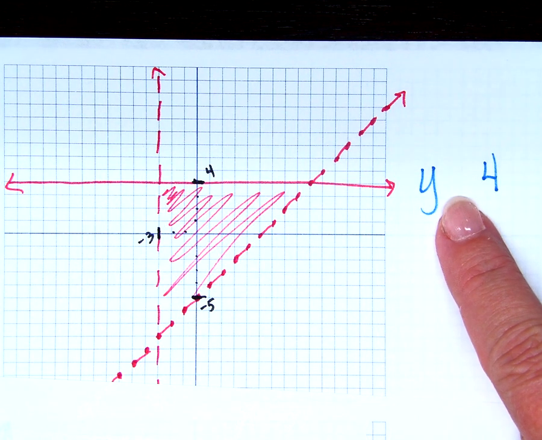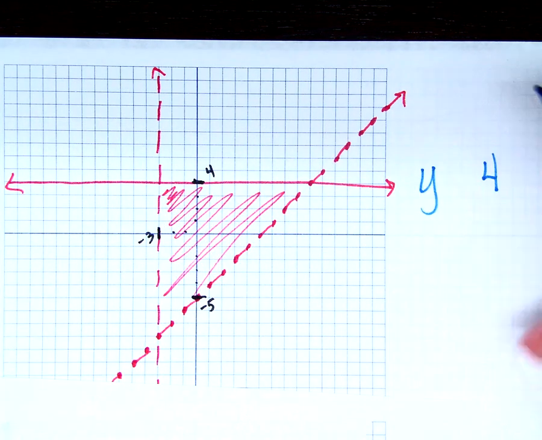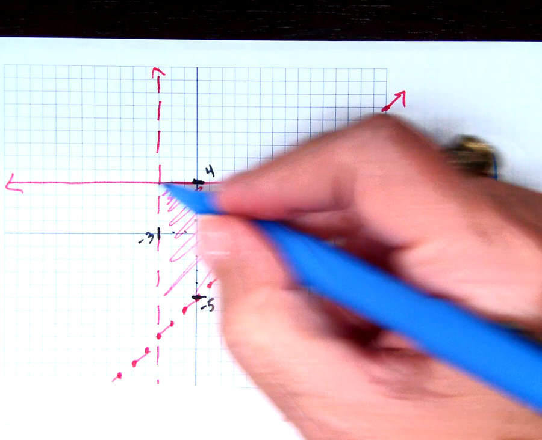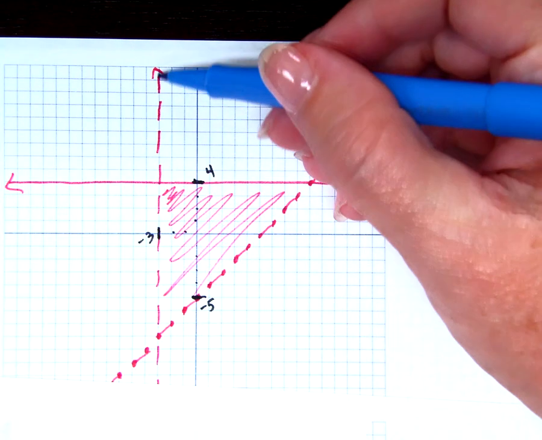Now I have to figure out the symbol that goes in between, right? First, I have to notice, is it shaded above the line or below the line? So it should be less than. But I also notice, what kind of a line is it? So it also has to be or equal to. Well, there's my first inequality. Right? What about this? Can we do this one next?